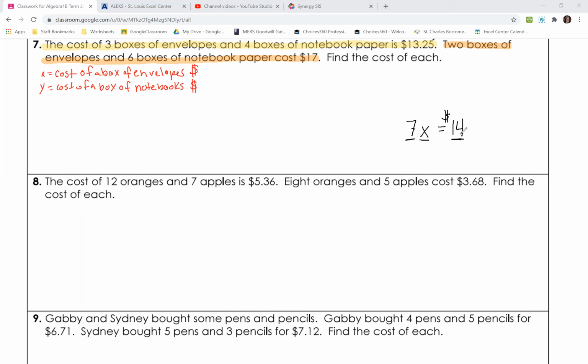So that's what we're going to do here. I don't know how much my envelopes cost, but I named that X. So if I bought 3 boxes, I know that that cost me 3 times whatever the cost was, 3X. And then I also bought, okay, I'm going to combine that, 4 boxes of notebook paper. Now, I don't know how much the notebook paper costs. That's what I'm looking for, but I gave it a name, and that name was Y. Okay, and then how much did 3 boxes of envelopes and 4 boxes of notebook paper cost you? Well, it cost you a total of $13.25.